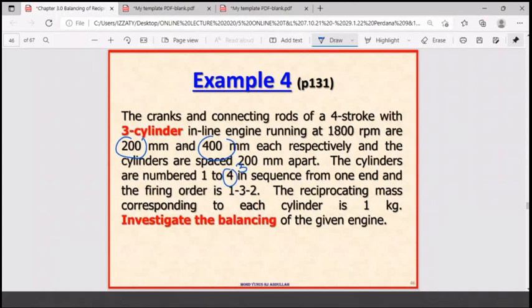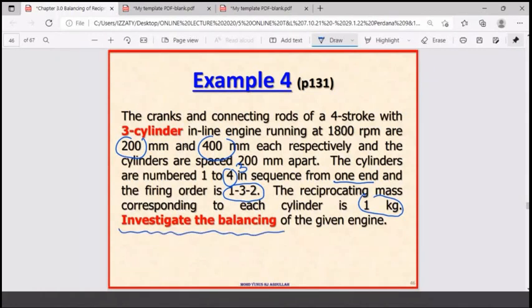Oh, you don't have a number. Your book is correct, only my note. This one is numbered 1 to 3 in sequence, meaning 1 2 3, not 1 3 2. One from one end, it doesn't matter left or right, but the final firing order given is 1 3 2. The reciprocating mass given is 1 kg. Investigate again the balancing of the given engine.